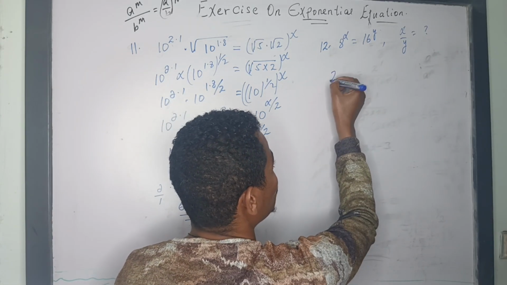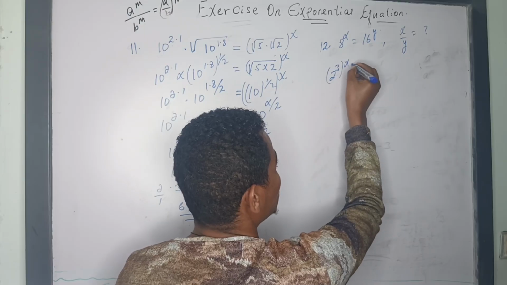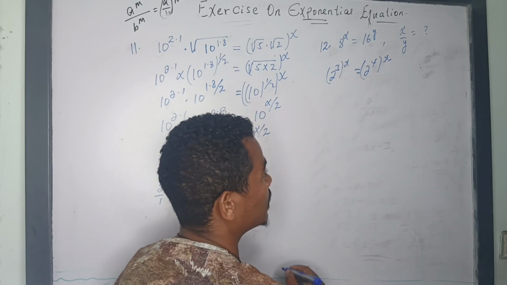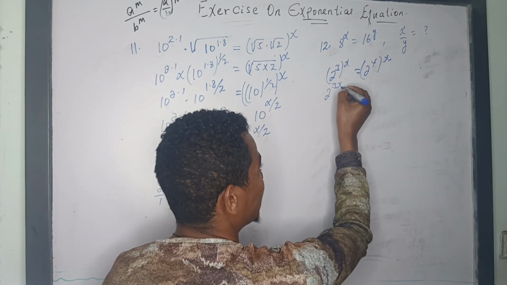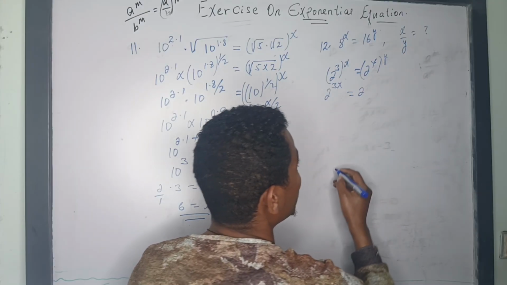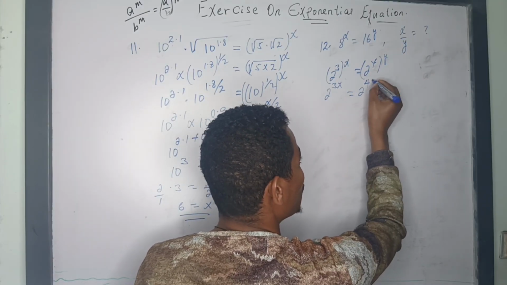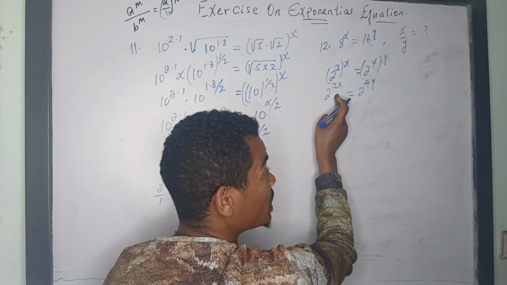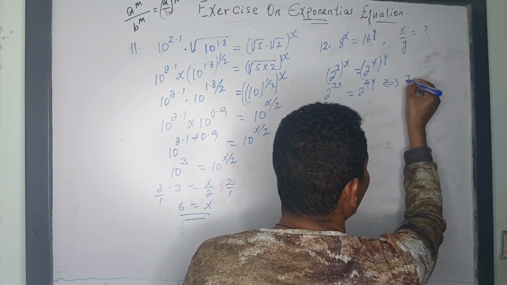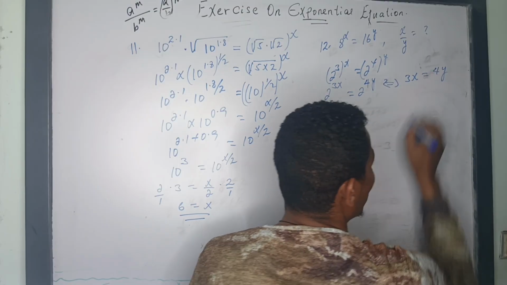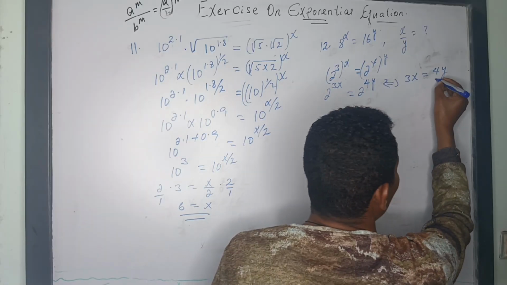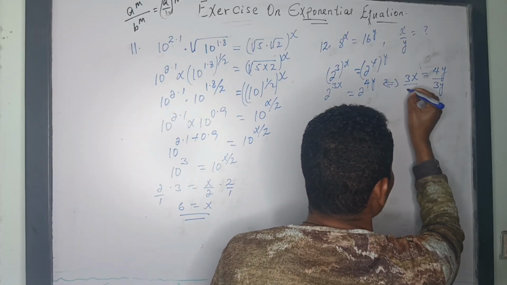8 is the same with 2 to the power of 3, the power of x, is equal to 16, which is 2 to the power of 4, the power of y. Again, this is the same with 2 to the power of 3x is equal to 2 to the power of 4y. So 2 to the power of 3x is equal to 2 to the power of 4y if and only if 3x is equal to 4y. What we are asked for is x over y. So both sides divided by 3y.